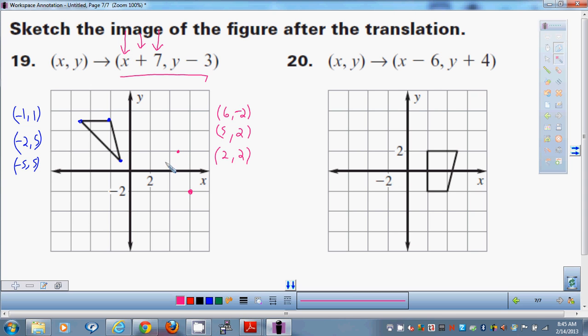Now, I want y'all to do number 20 on your own. Alright, number 20. Graph it yourself. Graph number 20 yourself. And let's see if ours look the same.